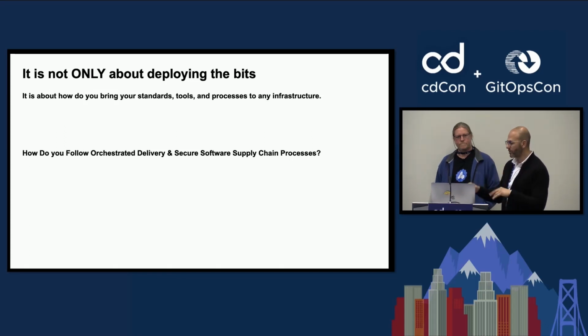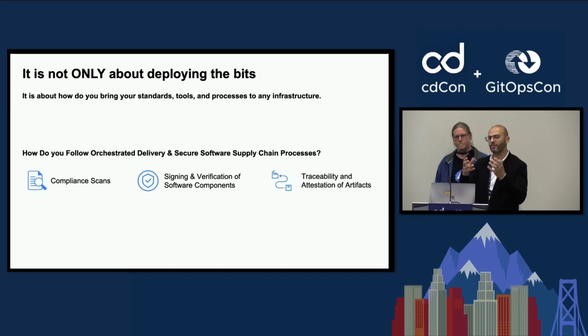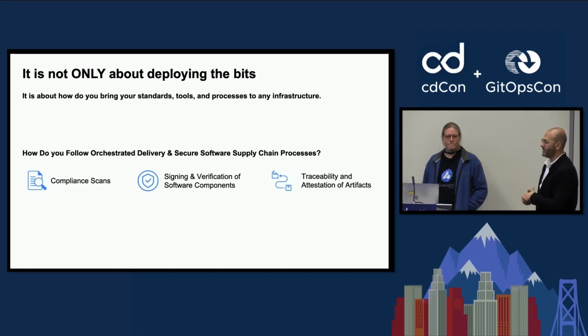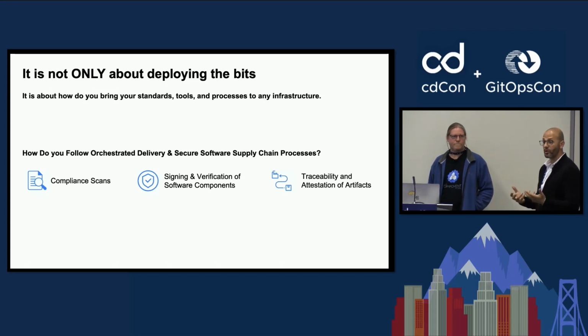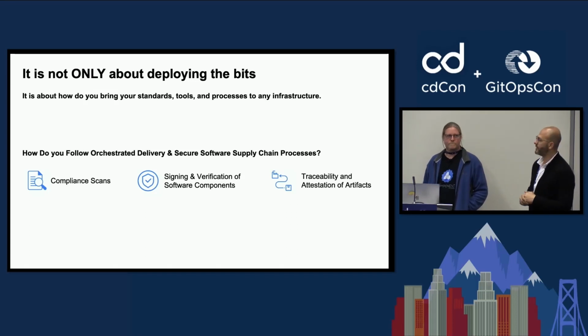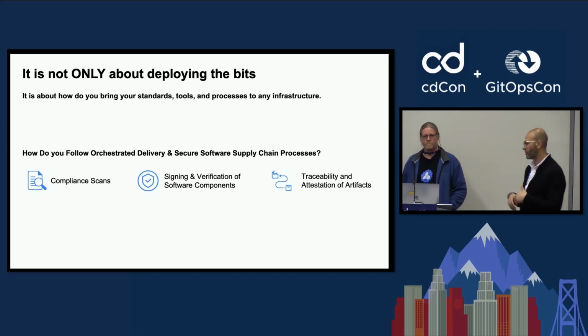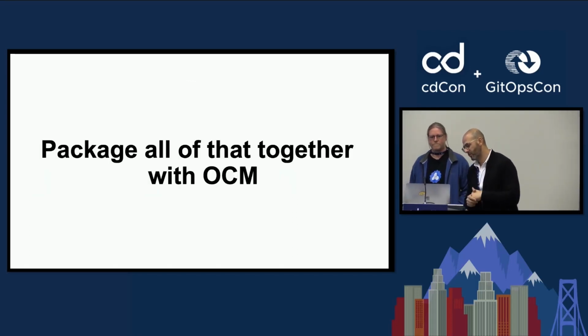And to do that, there are three main concepts that any team would have in mind. And this happened in SAP, and it's going to show us this today as well. How do you do compliance scans? How do you sign and verify your components or building blocks? And of course, how do you have proper traceability and attestation of your artifacts? These are just minimum requirements, I would say, to have your cloud-native application deployable or delivered anywhere.